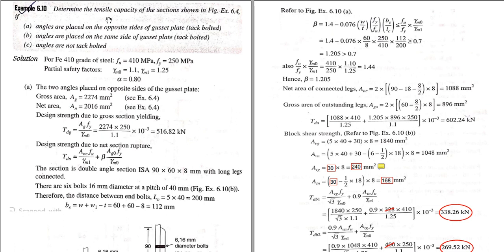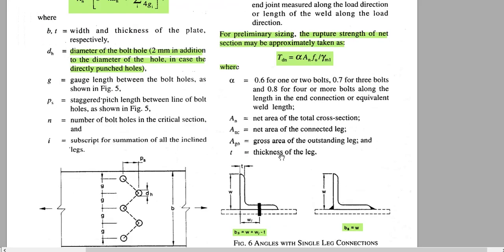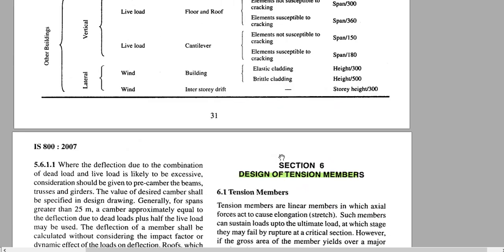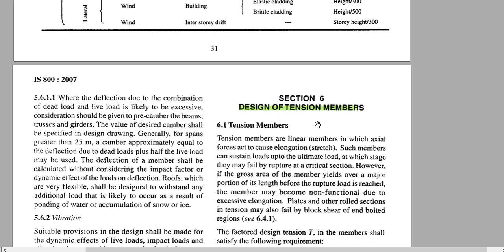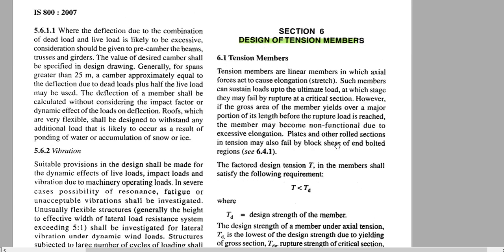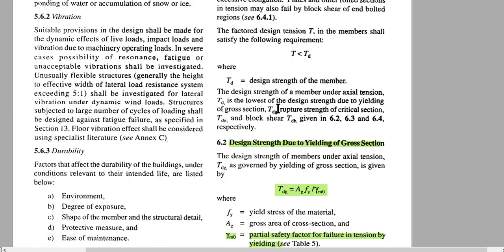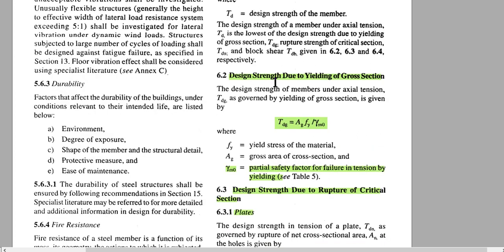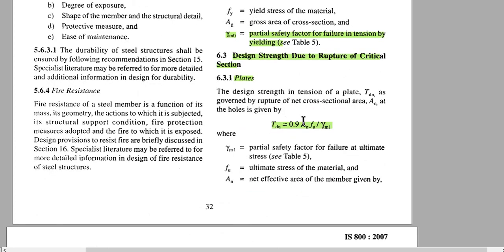Before we start this solution, let us go to the IS 800. So here in section 6, that means on page number 32, we should go through this part. Here tension capacity means tensile strength due to yielding of cross section. You should find this answer for this question. Then you should find the design strength due to rupture of critical section. Within this heading, this formula is for the plate, so you have to find this strength for angle.